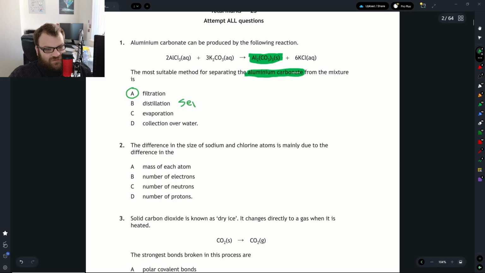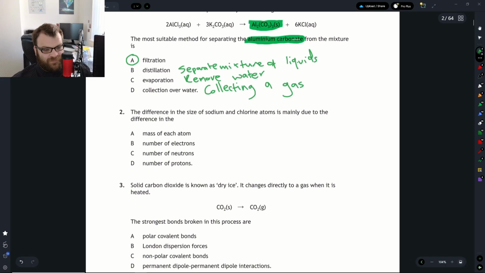Distillation, we would want to separate a mixture of liquids, which is not what we do here. Evaporating, you remove water typically from a solution to make a solid, which is not what we want to do. And if you're collecting over water, that's to do with collecting gas. Again, not what we're asked to do in this case.